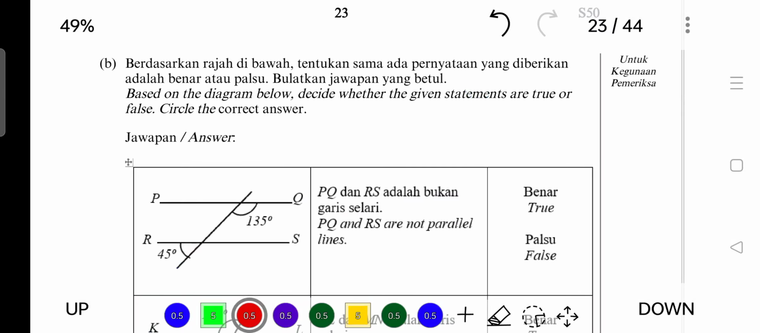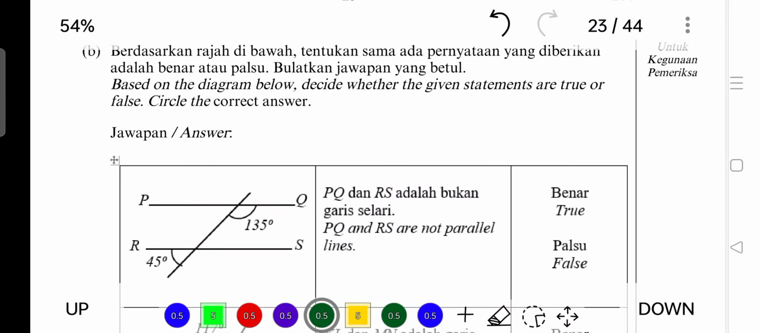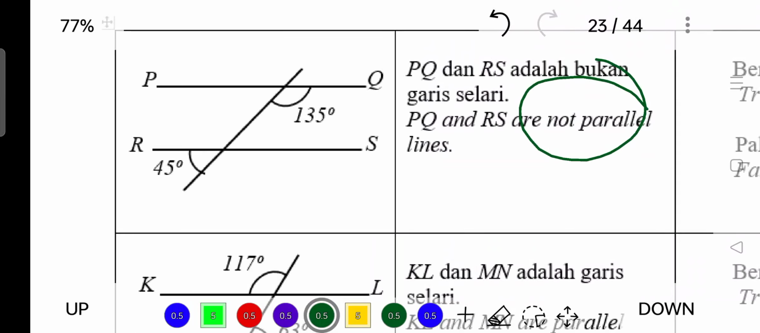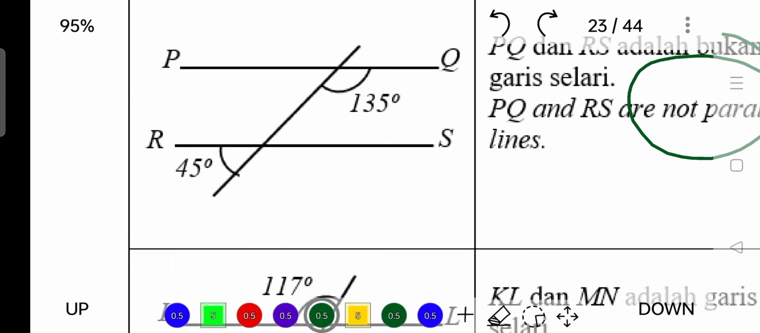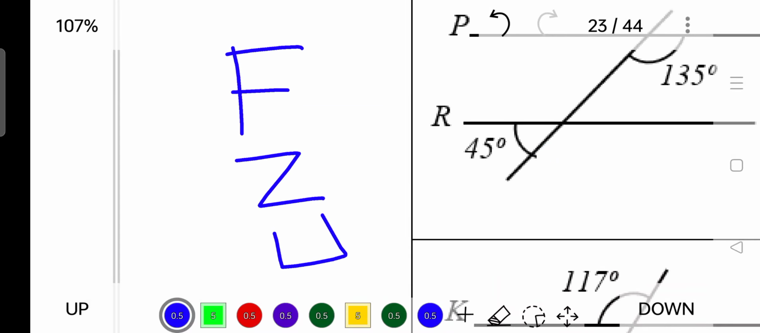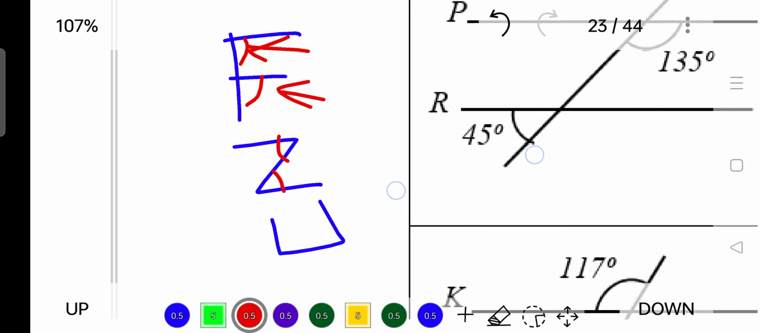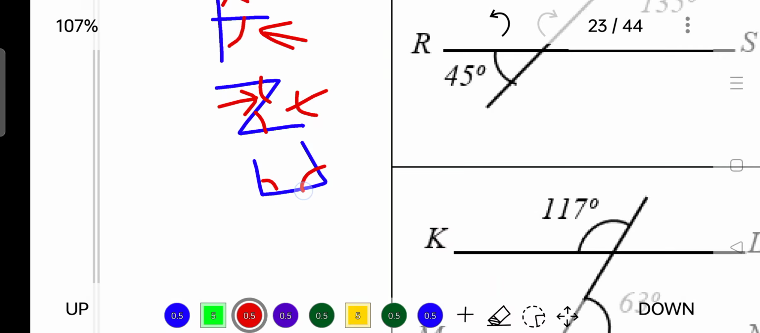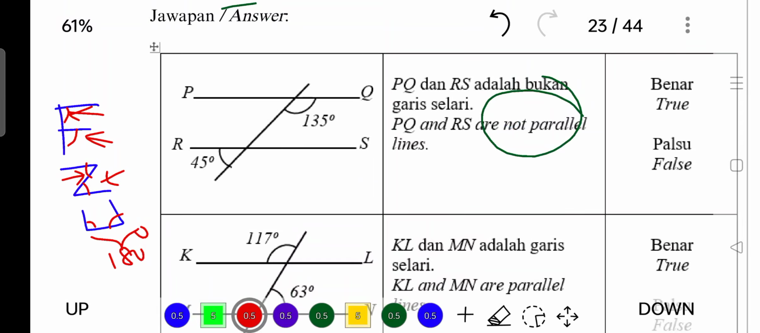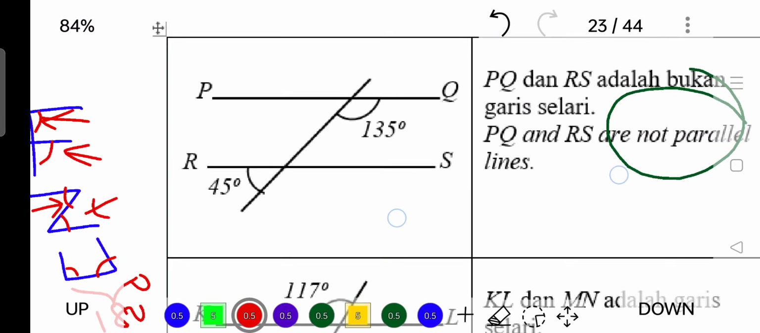4B. Okay, based on the diagram below, decide whether the given statements are true or false, and you have to circle your correct answer. PQ and RS are not parallel. Let's look at PQ, RS. They say it is not parallel. Yes or no? Okay, you have 3 letters to check: F, Z, and U, right? If you still remember the pocket, they will be the same angle. Alternate angle, this one will be the same, and interior angle, when you add them, you'll get 180. If you still don't forget, PQ and RS are not parallel. Are you sure they are not parallel?